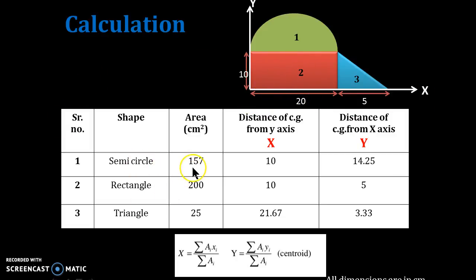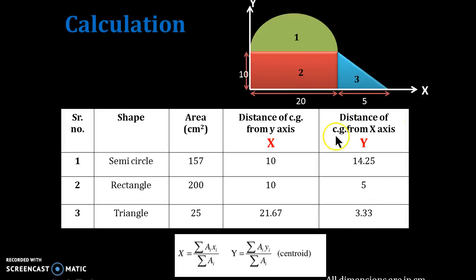So for the semicircle, area is pi by 2 r square; for the rectangle, area is 10 into 20, L by B; for the triangle, 1/2 BH. Now the distance of CG for the semicircle from the y-axis is the radius, so it is 10. For the rectangle, it will be 10, at the center. And for the triangle, it is 1/3 of B plus 20.